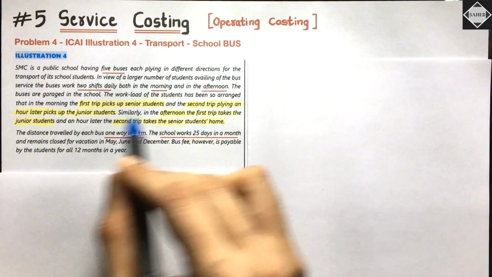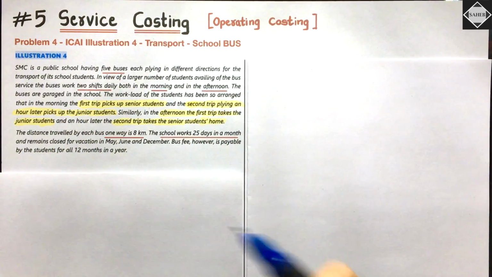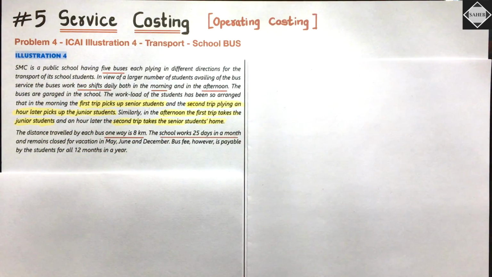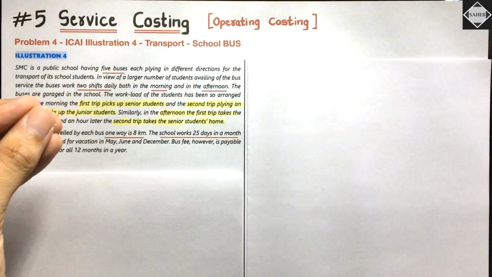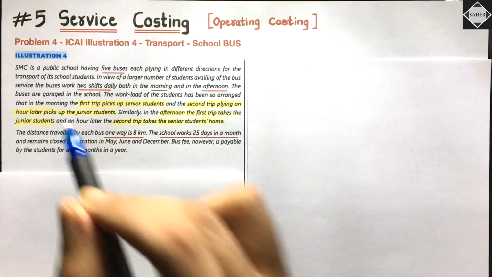See here, the buses are garaged in the school. Okay, what does that mean? It means that the buses will be parked in the school only at night. So in the morning when the buses go to the student houses, they go from the school only. And that's an assumption. Even if they didn't say that, you have to assume that.